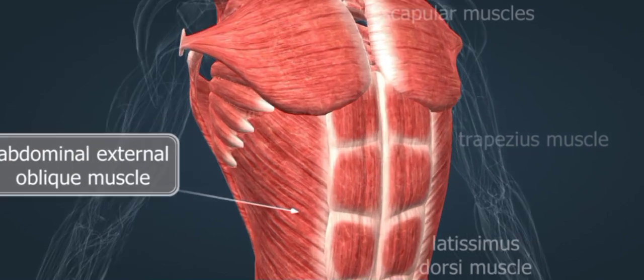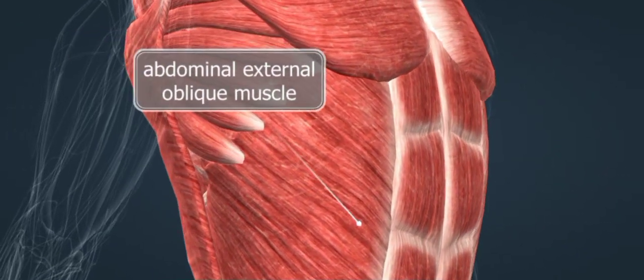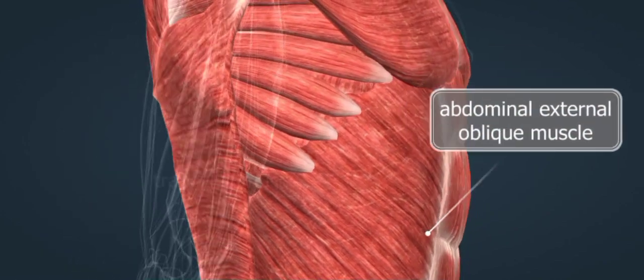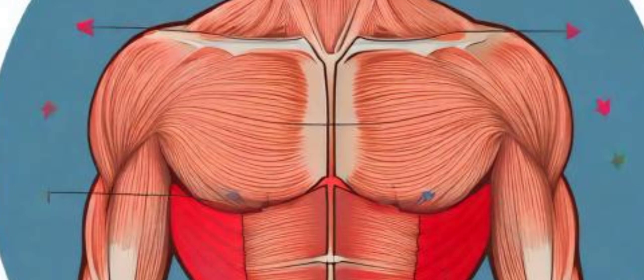The external oblique muscles, located on the sides of the abdomen, play a crucial role in several movements and functions related to the trunk. Their main functions include, number 1 is, trunk rotation. The external obliques are responsible for rotating the trunk to the opposite side. For example, the right external oblique helps rotate the torso to the left, and vice versa.